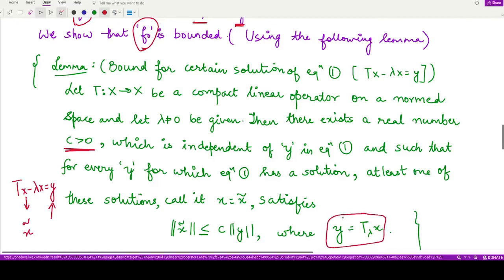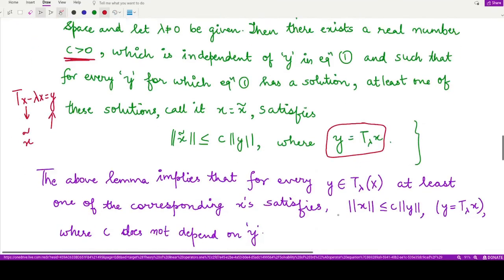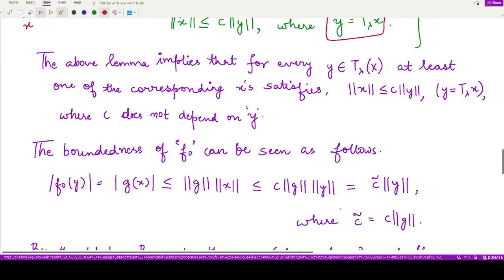So using this lemma here, we will prove that f0 is bounded. Using the above lemma, for every y which is a member of the range space T lambda of X, at least one of the x, meaning at least one of the solutions for equation number 1, satisfies this condition: norm of x is less than or equal to c, which is some positive real number, times the norm of y. And y is T lambda of x, where the real number c does not depend on y. So from here we have marked that f0 is bounded.